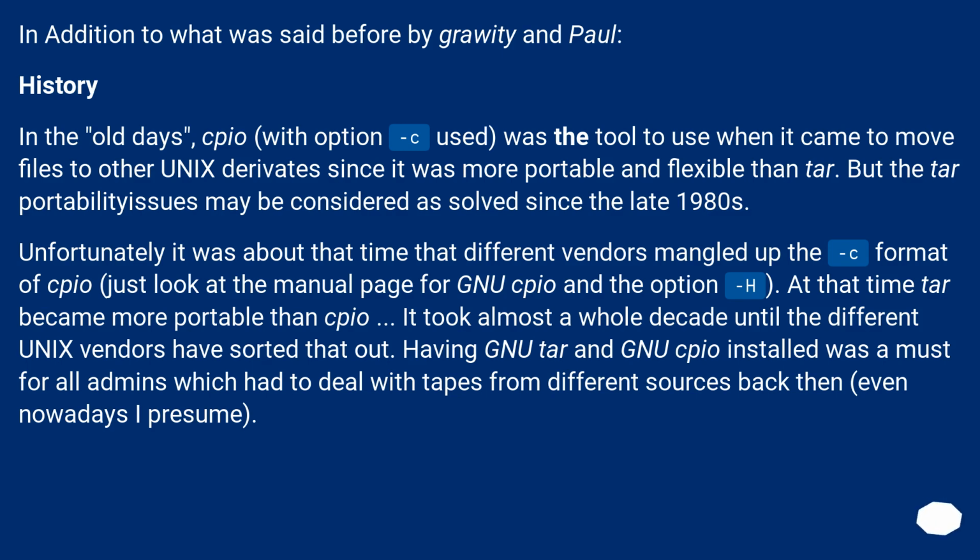At that time tar became more portable than CPIO. It took almost a whole decade until the different Unix vendors have sorted that out. Having new tar and new CPIO installed was a must for all admins, which had to deal with tapes from different sources back then, even nowadays I presume.